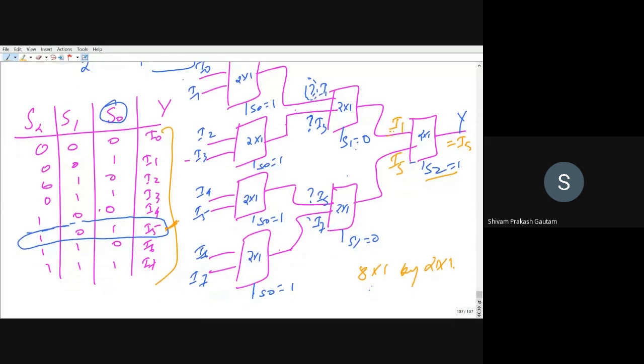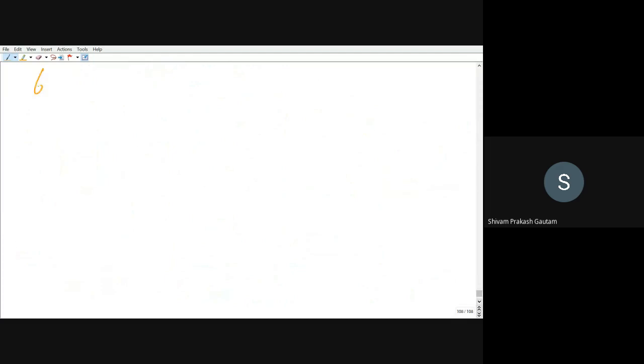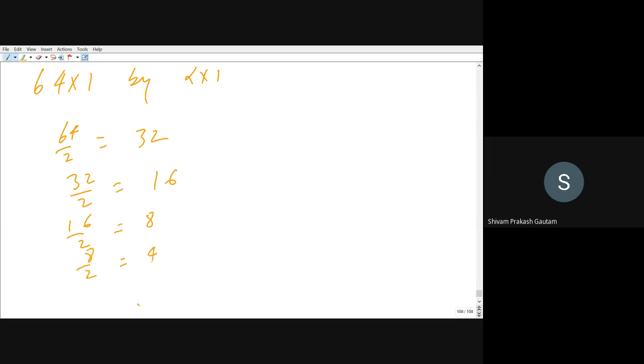Okay, so now you can implement any mux. If you want to implement a 64 cross 1 mux using 2 cross 1 muxes, what will be the way? 64 divided by 2 is 32. 32 divided by 2 is 16. 16 divided by 2 is 8. 8 divided by 2 is 4. 4 divided by 2 is 2. 2 divided by 2 is 1. Ultimately, you have to add all of these: 32 plus 16 plus 8 plus 4 plus 2 plus 1, that is 32, 48, 56, 60, 63.